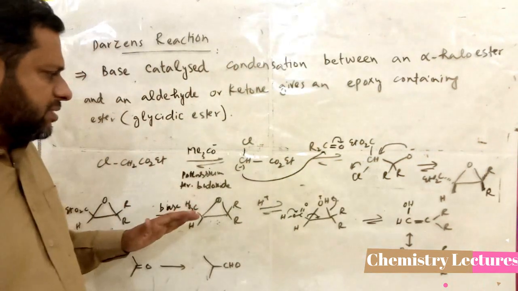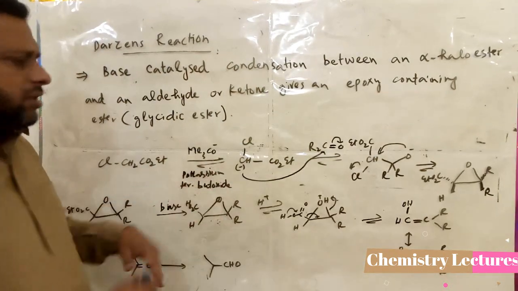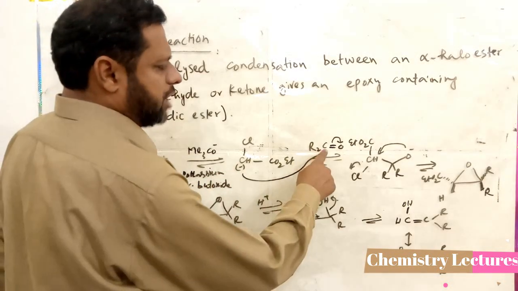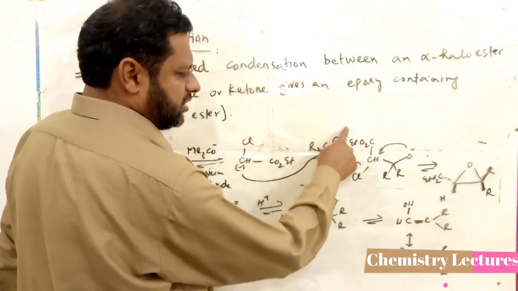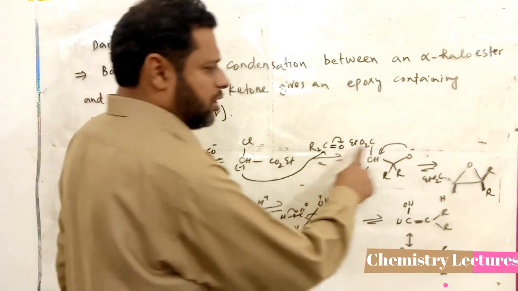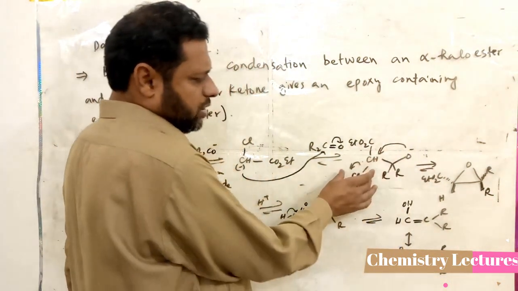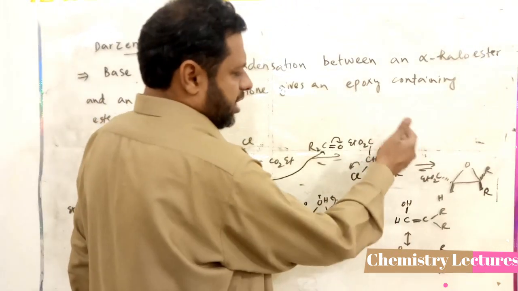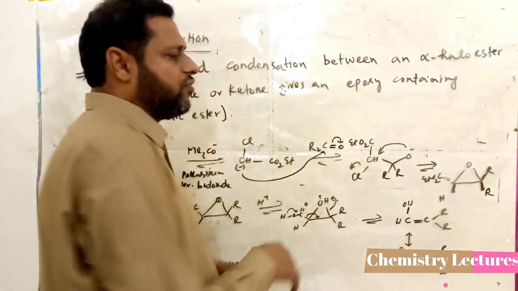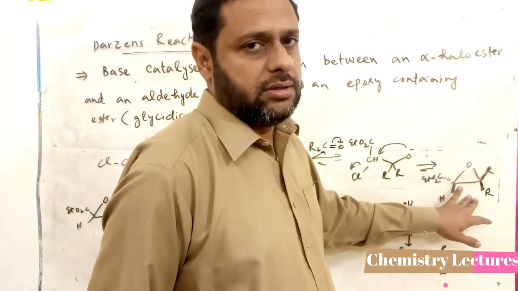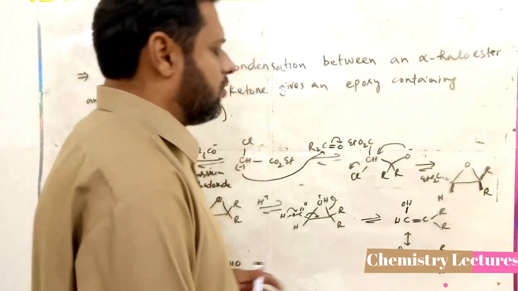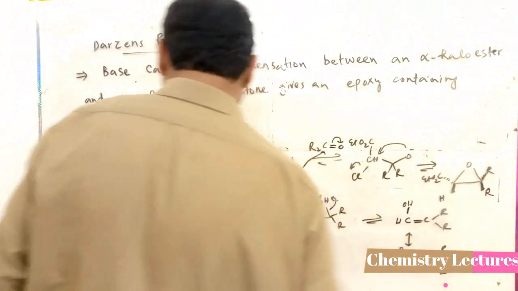So what happens when the carbanion is formed? This carbanion becomes attached to the carbonyl carbon of the keto group. The negative charge comes on the oxygen of the keto. This oxygen then attacks this carbon because a good leaving group is here. So this oxygen attacks this carbon and the chloro group is removed, and we can obtain a glycidic ester.